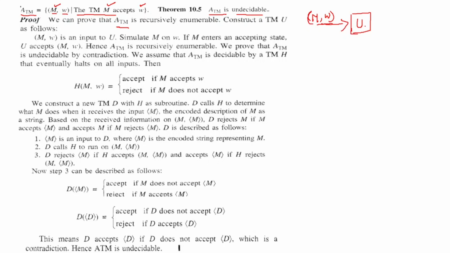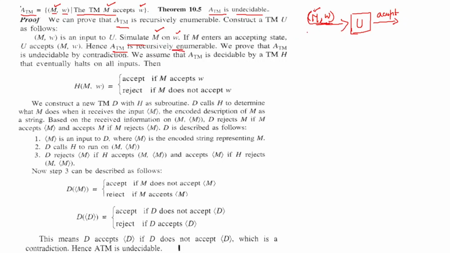and this Turing machine U will simulate the Turing machine M on the input string W. And if M enters an accepting state, the Turing machine U should accept this string, that is M, comma W. So if M accepts W, then the Turing machine U will accept the string M, comma W. And hence we can say that ATM, the language associated with this M and W, is recursively enumerable.